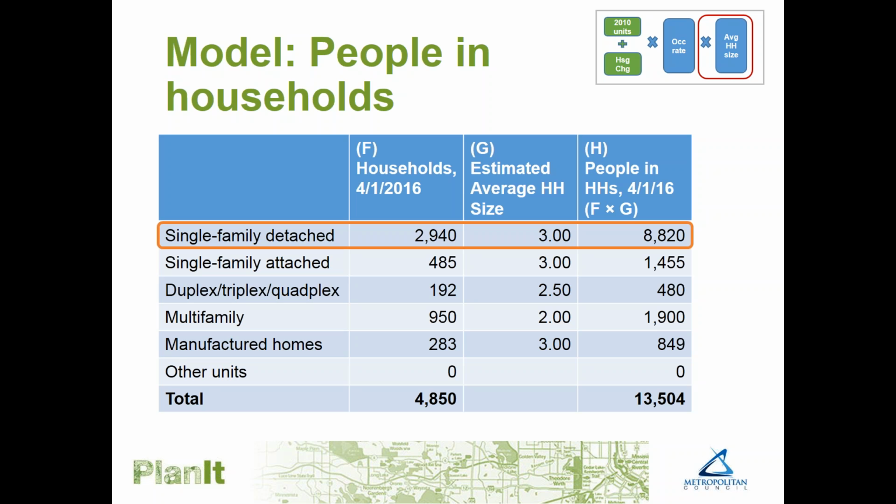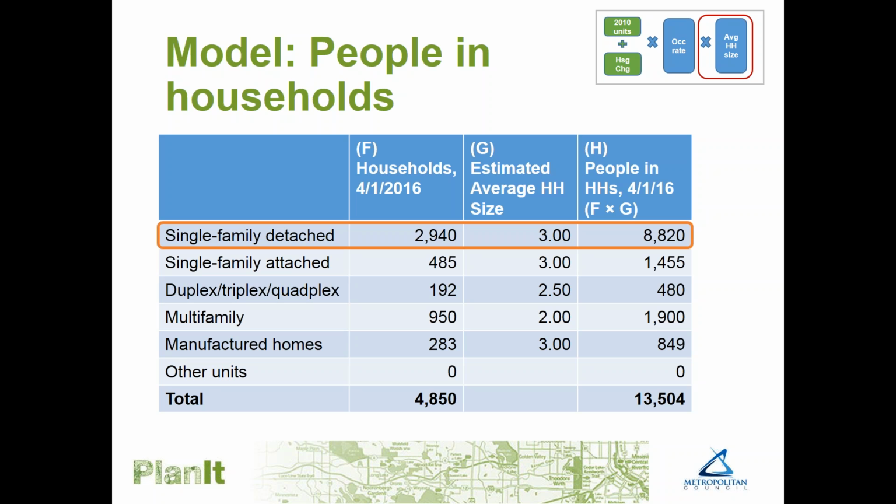Repeating for the other housing types, then adding up the results, gets us to 13,504 people in households in this community. And again, you can see how this detail helps the estimates be more refined. Again, the majority of units in this community are single-family detached, which tend to have higher average household sizes.